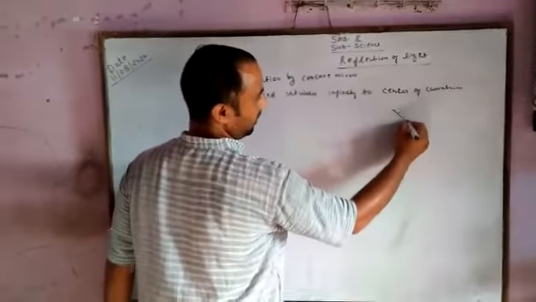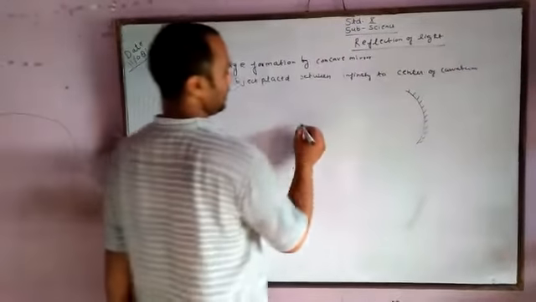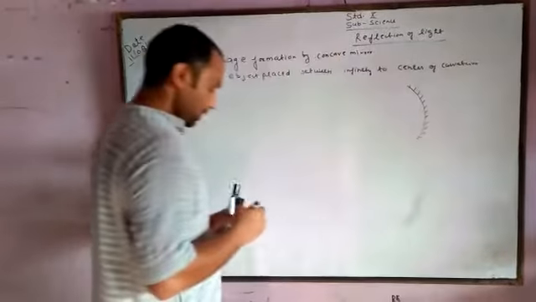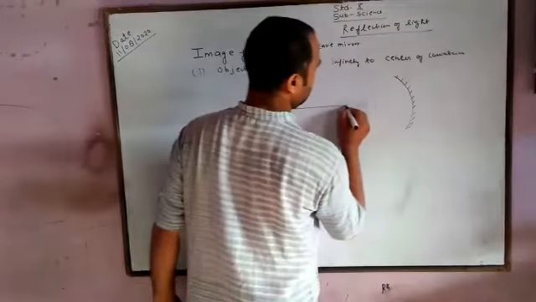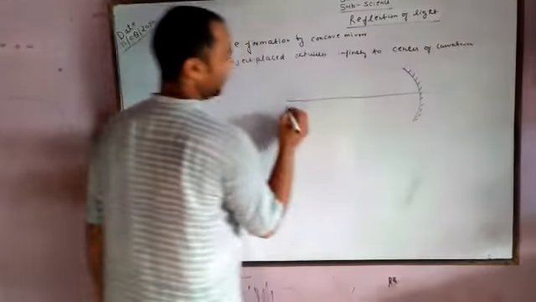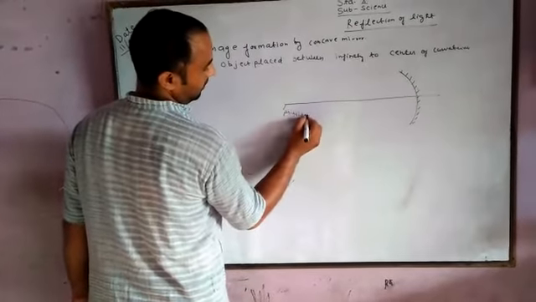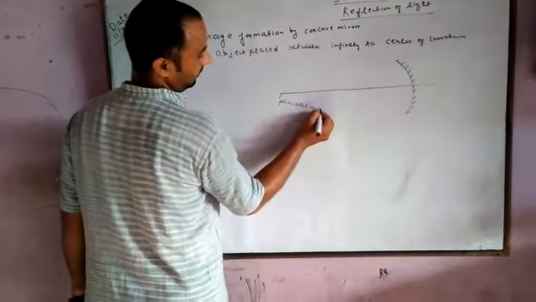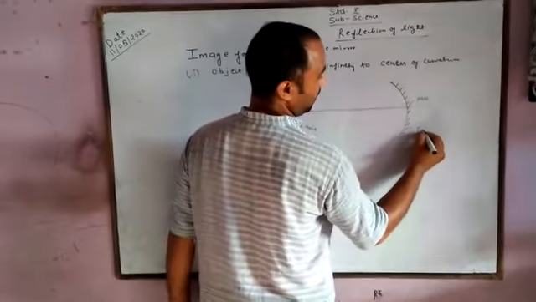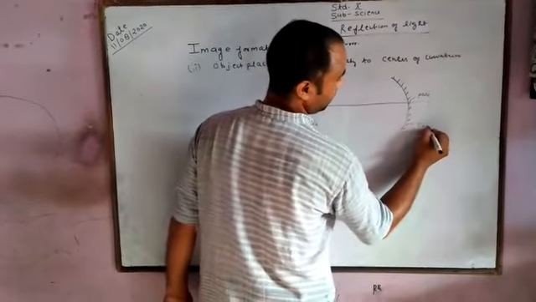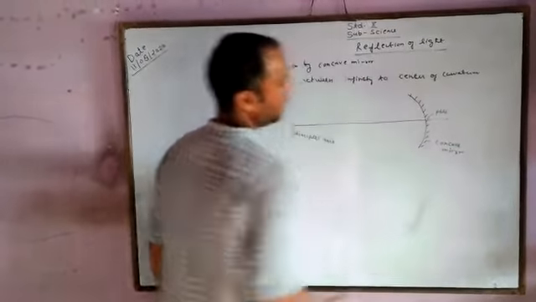This is our concave mirror. This is our principal axis. This is the pole. This is our concave mirror.